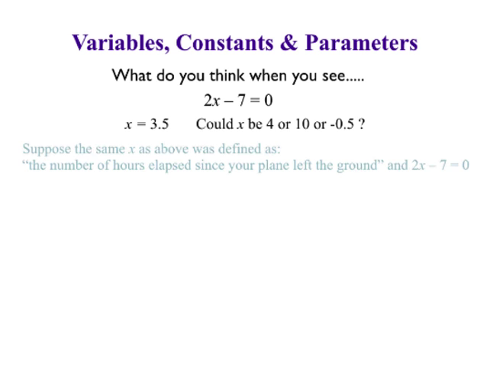Okay, so what about this? Suppose that same x was the number of hours elapsed since your plane left the ground, and also 2x minus 7 equals 0. So could x be 4? Yes. What would x mean if x was 4? 4 hours since your plane took off, right? And what about negative 0.5? Could x be negative 0.5? It'd be 30 minutes before the plane took off, right?